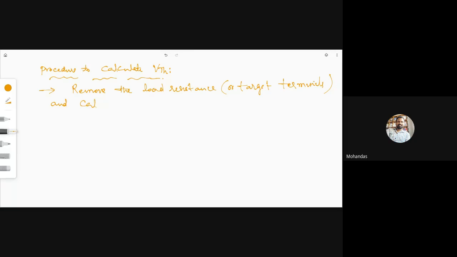Remove the load resistance from the terminals and calculate the open circuit voltage. Sai Kumar, are you writing? Calculate the open circuit voltage, VOC, which is equal to V Thevenin. So remove the load resistance at the terminals and calculate the open circuit voltage, which is the Thevenin voltage. That is the procedure.